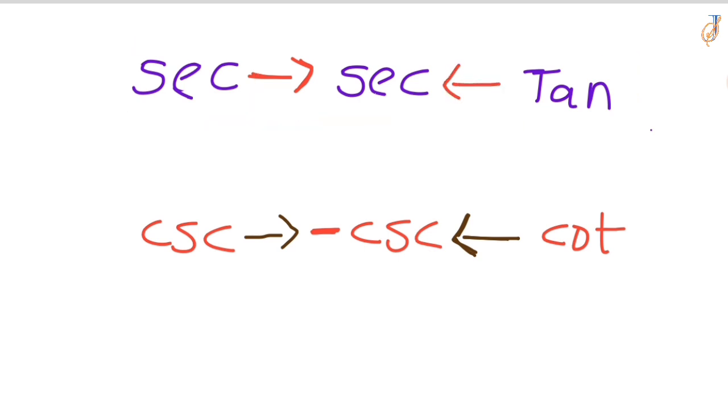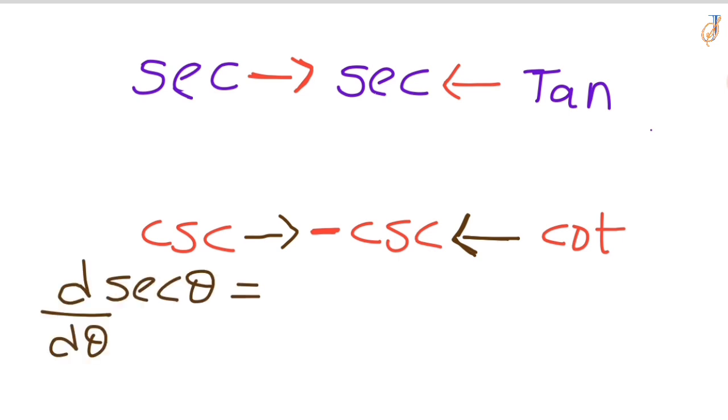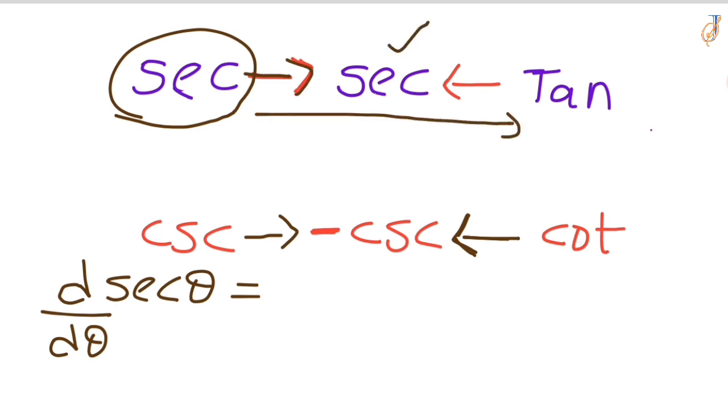That's it. Now let's see how it works. Find the derivative of secant theta. So here is secant theta. The arrow shows to the right hand side, which means you have to go through the right hand side. That means you take secant theta times tan theta. So the derivative of secant theta is secant theta tan theta.